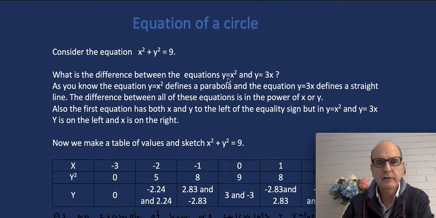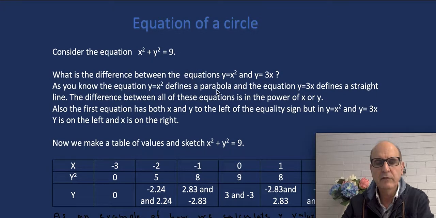We already covered curves or graphs defined by the equation y equals x squared and y equals 3x. This was a straight line and this was a parabola. Now we look at an equation which looks like this: x squared plus y squared equals a number, a positive number on the right hand side of your equality sign. You want to see what this is going to look like.